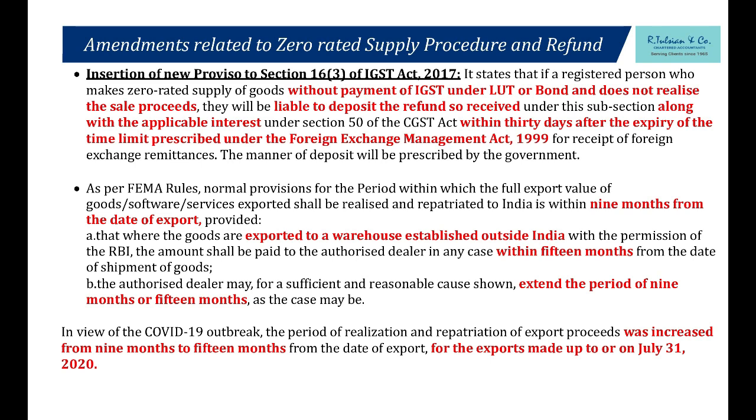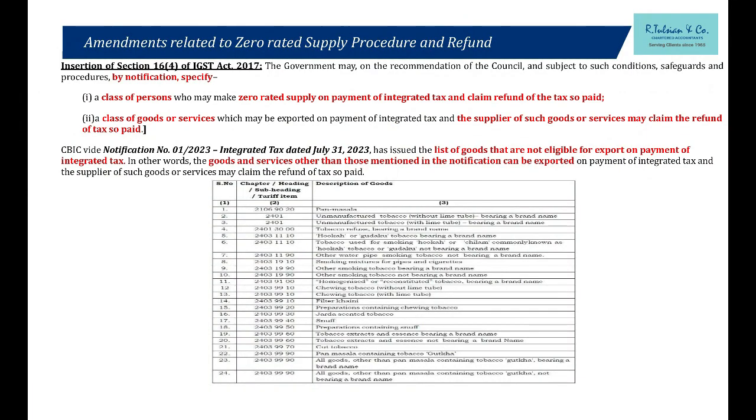You can also note, during GST audit, if they mention that this particular 9 months was increased to 15 months for the receipt of foreign exchange for exports done during COVID up to July 31st, 2020. This is for all those exporters who make exports with payment of IGST.